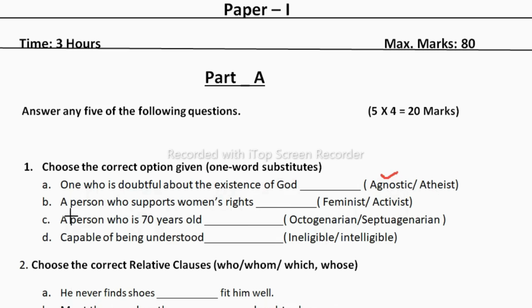Now let's see the next one. A person who supports women's rights, it's very easy. That is called feminist. A person who is 70 years old, we call septuagenarian. Capable of being understood is called intelligible, which means capable of being understood or comprehensible. So, students, apart from these exercises in your textbook, you should learn the words which they have given in your textbook, because there are more chances you will get questions from those words as well.